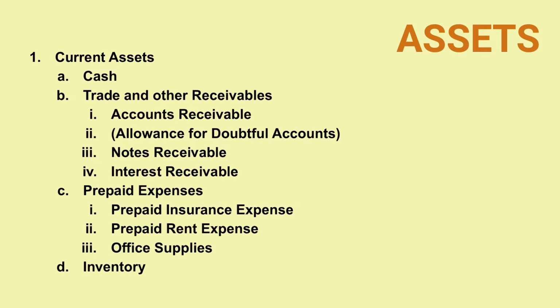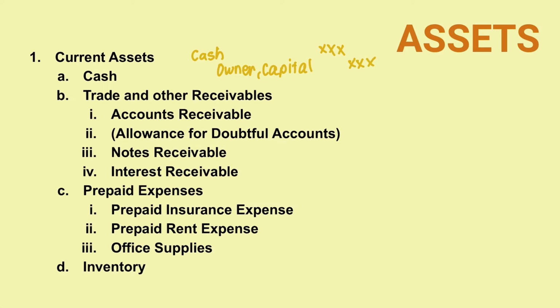So the common journal entries related to cash is usually investments in capital. So you debit cash and you credit owner capital to the amount of investment.